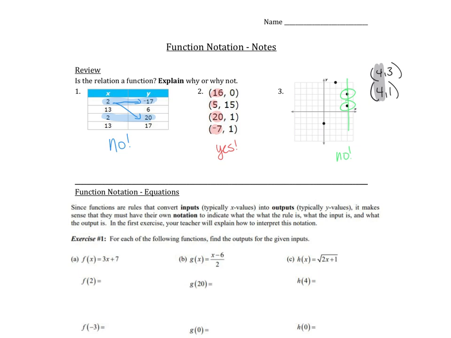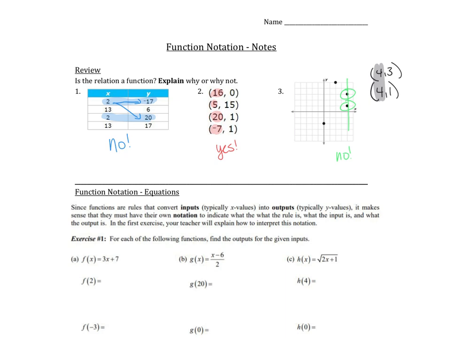We're going to move into what's called function notation next. Since functions are rules that convert inputs, so x values, into outputs, which are usually our y values, it makes sense that we have a notation to indicate what this rule is. So what the input is and what the output is. So we're going to review what's called function notation.